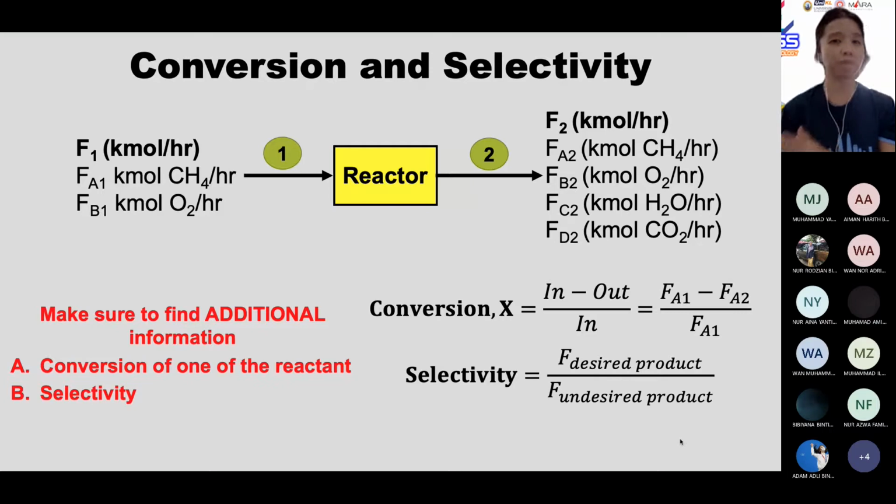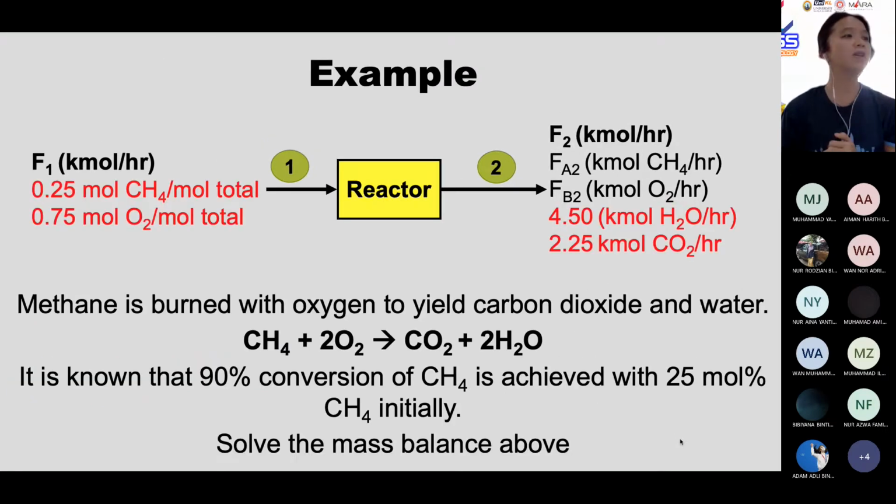Tak ada selectivity pun tak apa. Ada, bagus. Tapi tak semestinya akan ada. Depends. If your reactor ada lebih daripada satu tindak balas, akan ada selectivity. Tapi kalau reaktor kamu hanya satu tindak balas, you might not have selectivity. Tapi conversion compulsory. If you don't have conversion, memang kamu tak boleh buat mass balance for your reactor, and of course for your entire plant pun tak boleh.